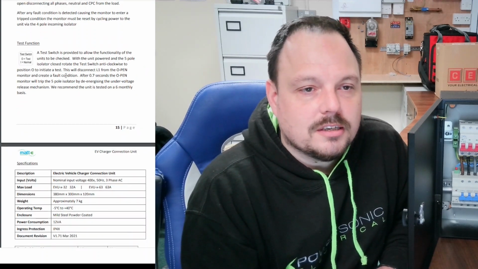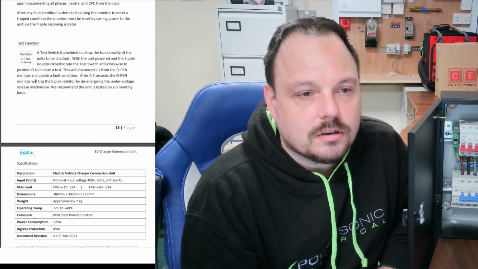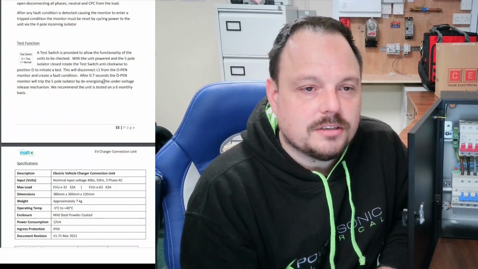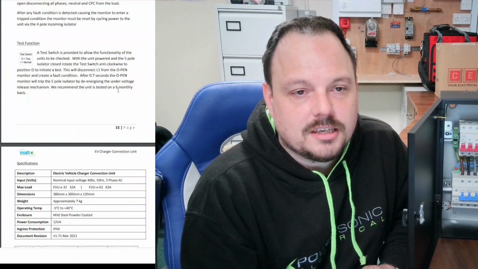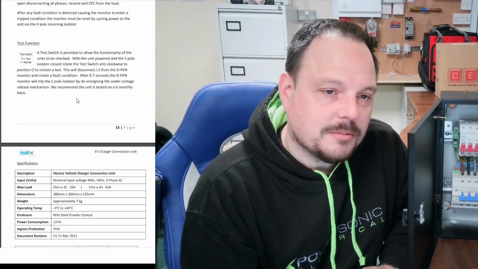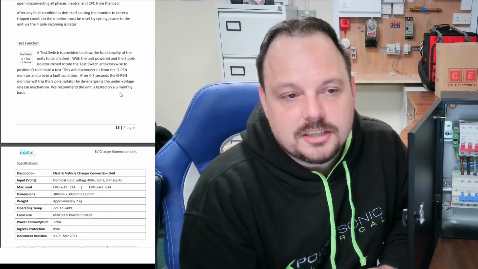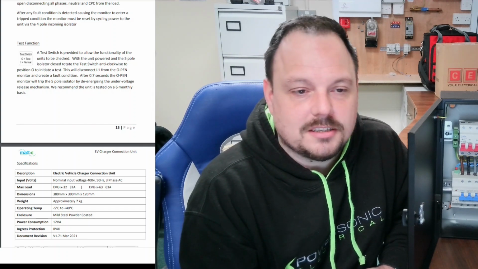Then it explains about the test function and exactly what that does. So it says essentially here, this disconnects L1 from the open monitor and creates a fault condition. After 0.7 seconds, the open monitor will trip the five pole isolator by de-energizing the under voltage release mechanism, and they recommend the unit is tested on a 6-monthly basis.